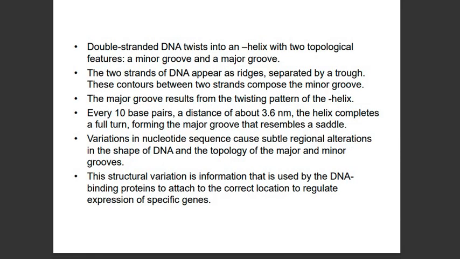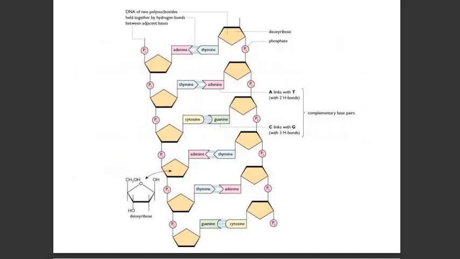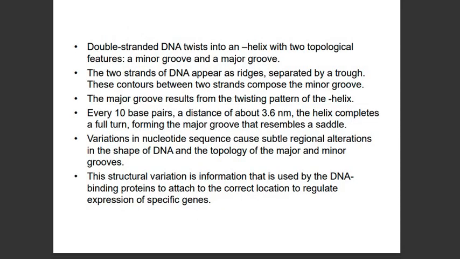So we're basically saying double-stranded DNA twists into a helix with two topological features, a minor groove and a major groove, meaning there's going to be a major one and a minor one. What we mean here is that one strand was formed from the other one. So to pair it up, there's always going to be the original template and the new template. That's what we basically mean. The two strands of DNA appear as wedges separated by a trough. These contours between the two strands compose the minor groove.